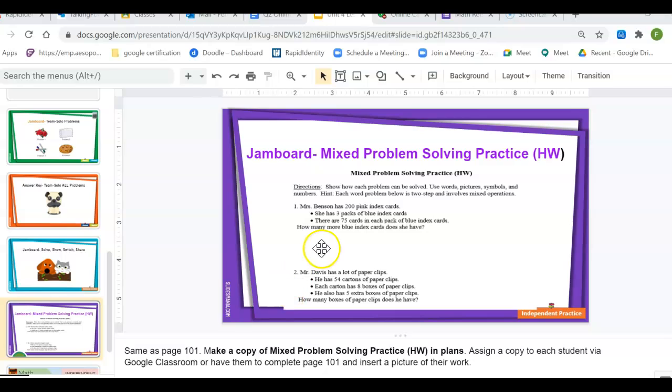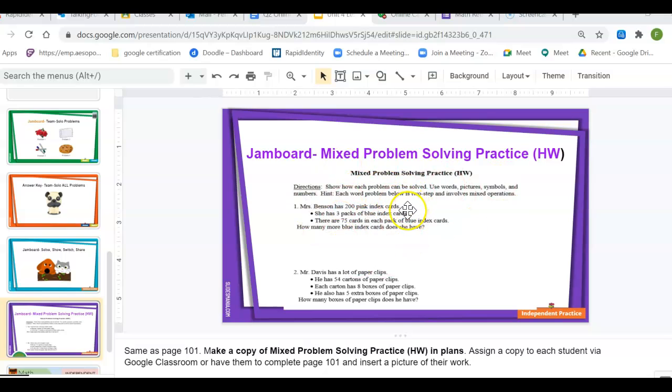And remember, if you do it inside of your binder on page 101, you have to take a picture of your work and insert it in one of the slides that I showed you earlier at the very beginning of our Google Slides. Insert your picture of your work. Okay. Now this is just part of page 101 that I have copied here.